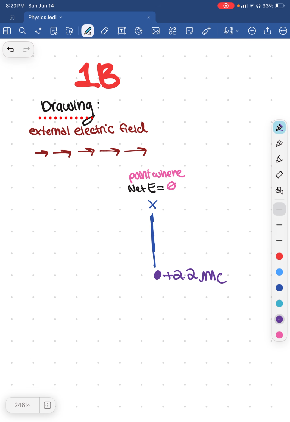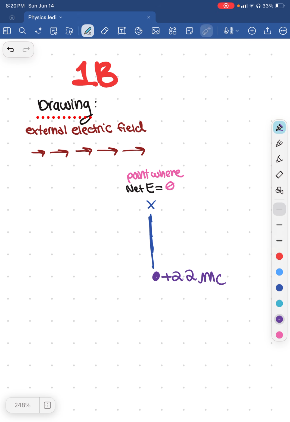So here's my little sketch. Let me get my pointer. We drew a positive point charge and an external electric field going to the right. We also labeled this as our distance r. Maybe we should do that in red because I just feel like it. Our distance r, which is what we are trying to solve for.